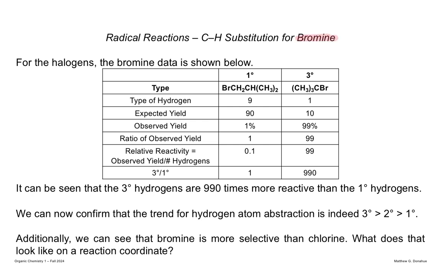The same analysis for bromine. What you see in these numbers for the observed yield is that the bromine is indeed a lot more selective because the numbers change quite a bit. So the tertiary bromide you see present in 99% and really only a trace amount of the primary. When you run through that whole analysis, you now see that that number is pretty big, 990.